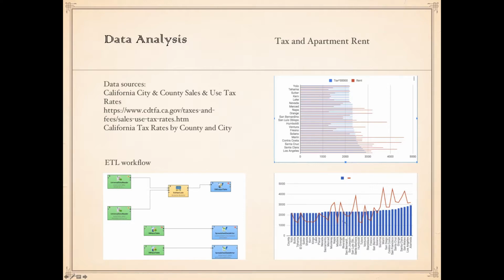In this chart, we can find a small relationship: when the tax increases, the apartment rent increases more or less. Even if it's maybe not a very strong correlation, I think there is some relationship between the tax and the rent.